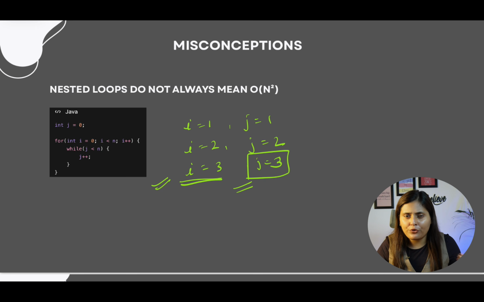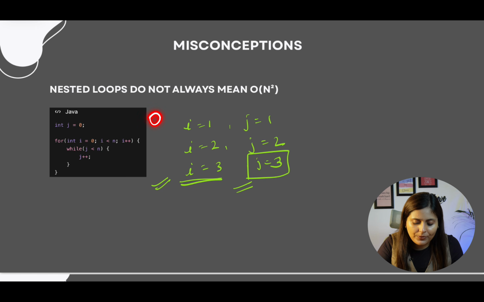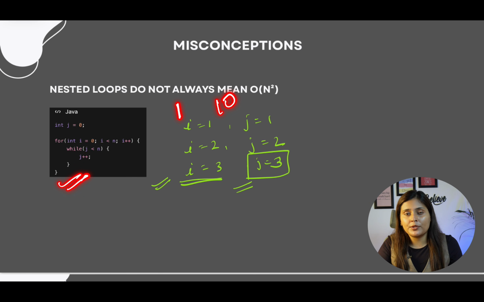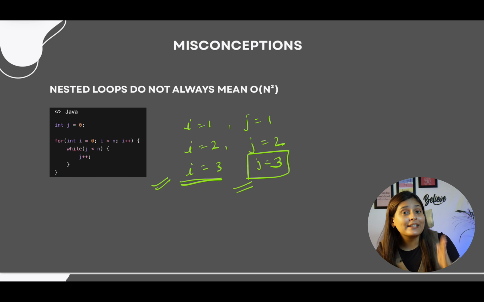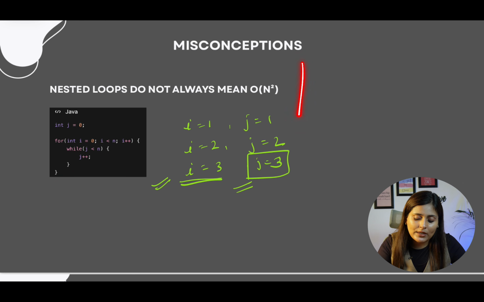So here, even for the best case, if you take 0, both will take 0. If you take 1, time complexity will be 1. If you take 10, time complexity will be 2. If n is 10 power 3, the time complexity will be 10 power 3. So it's linearly varying. So the graph will look like this.